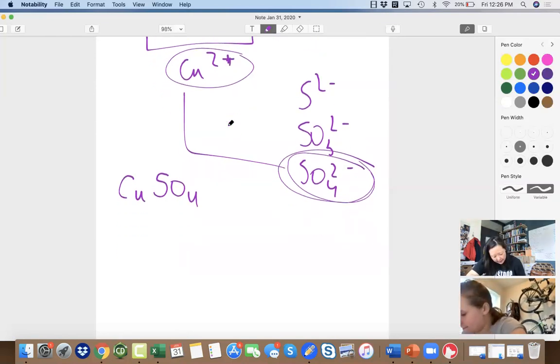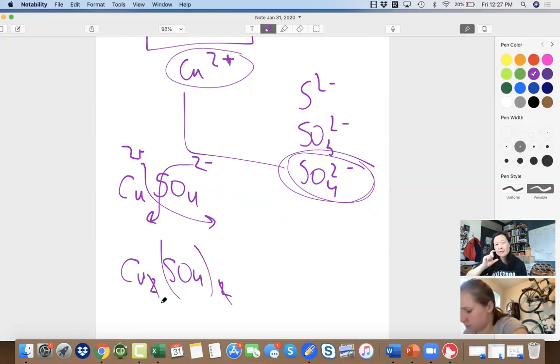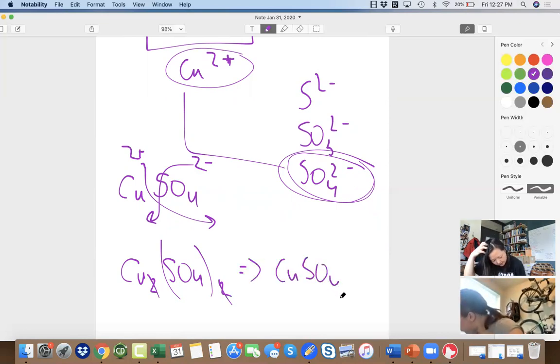Yeah, and then in class we talked about the crisscross rule, but I forgot to tell you, when you crisscross these, you will end up with 2's, which cancel out. So you should cancel them all the way down to the smallest ratio. So this should be CuSO4. I mentioned the crisscross method because that's a really easy way of coming up with these answers.